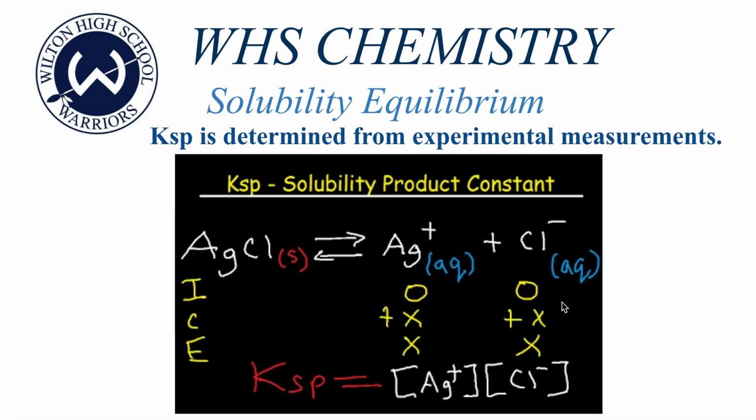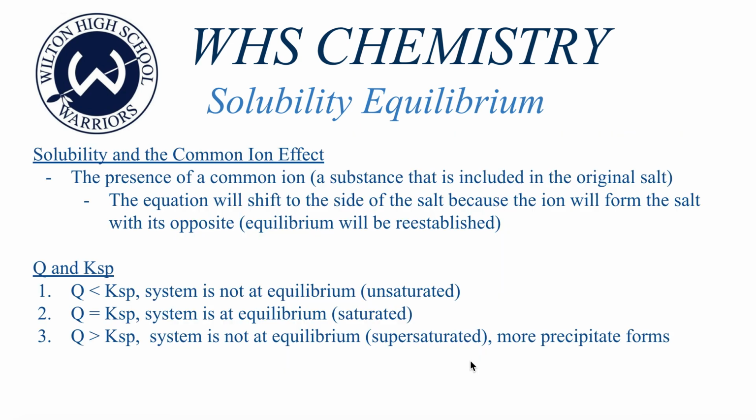So in this case, you would have +x and +x because the ratio is 1 to 1. But if it were to have a coefficient of 2 for 2Cl in a different salt, then you would have 2x, and you would have to square the ion concentration in the KSP equation.